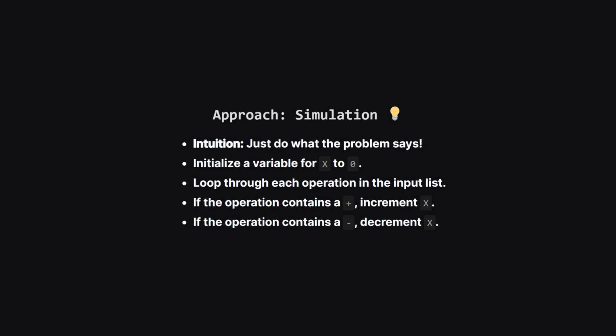The most intuitive way to solve this is what the editorial calls simulation, and it's exactly what it sounds like. We're just going to simulate the process. We'll create a variable to hold our count, start it at 0, and then loop through every operation, adding or subtracting as we go. It's the most direct and simple way to think about it.